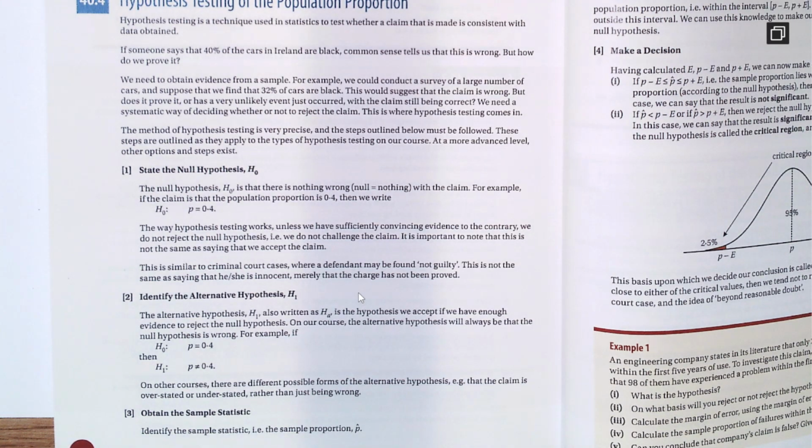Now suppose we do another survey and find that 42% of the cars are black. Just that one-off sample could be wrong. It could be below 40%, or in another survey it could be above 40%. So we have to come up with a solution to prove it. We need a systematic way of deciding whether or not to reject the claim. Either we accept it or we reject it.